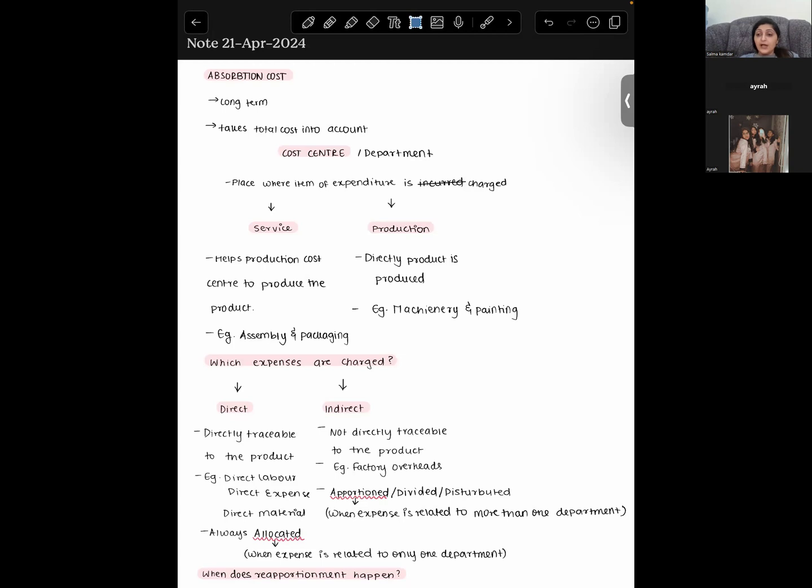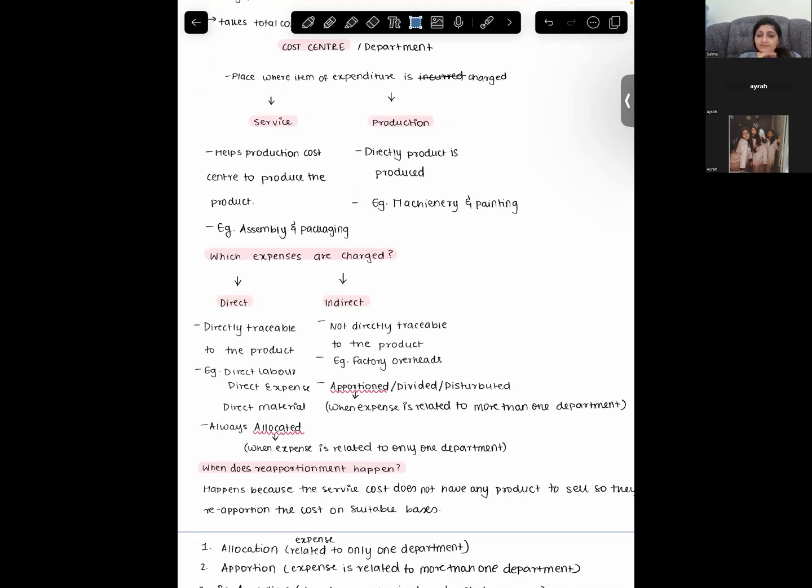If you take variable cost into account, it will be marginal costing. So there's a cost center, which is basically a place where the expenditure is charged. There are two types, production and service. The production center is where the product is directly produced, and the service center helps the product to be produced. For example, assembly and packaging are service, and machinery and painting are production.